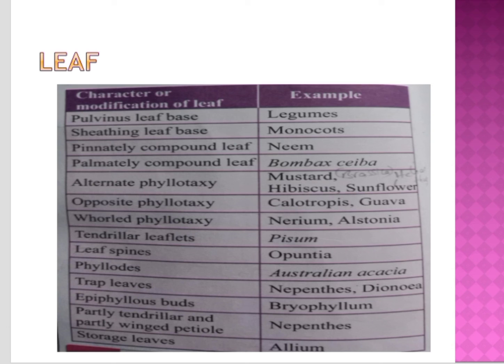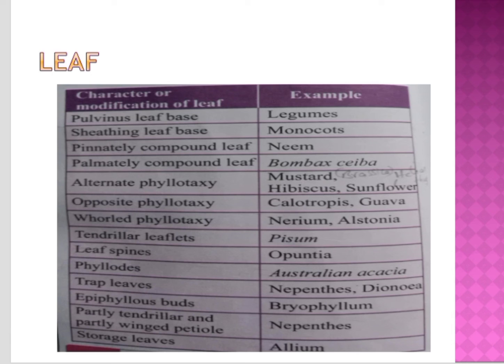Here are the different characters and modifications of the leaf with examples. Pulvinus leaf base, that is the swollen leaf base, we see in legumes. Sheathing leaf base is seen in monocots. Pinnately compound leaf example is neem. Palmately compound leaf example is Bombax, that is silk cotton.